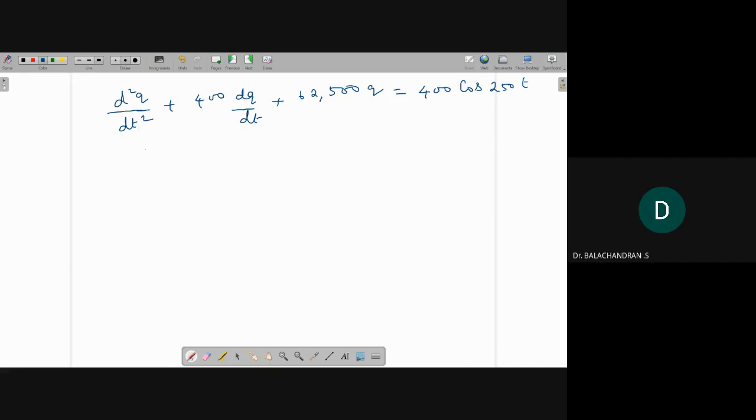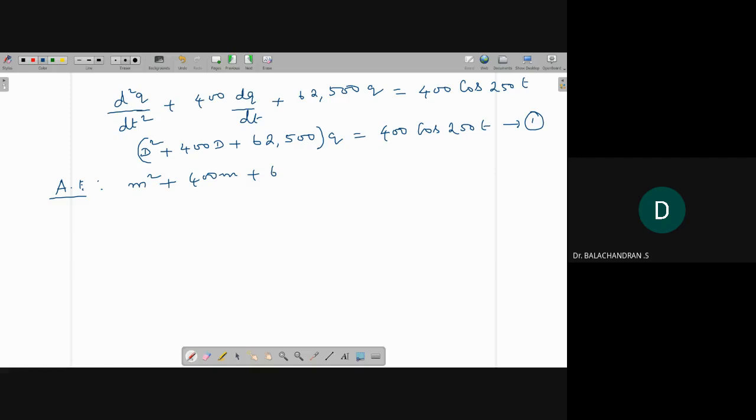Now just rewrite this equation: D square plus 400 D plus 62,500 into q equal to 400 cos 250 t. Okay, this is equation 1. So now the auxiliary equation is, if anybody got the answer, you can tell the final answer. The auxiliary equation is m square plus 400 m plus 62,500 equal to 0.